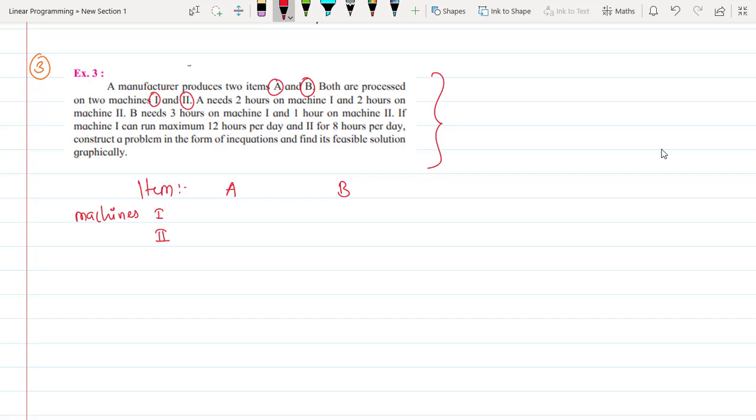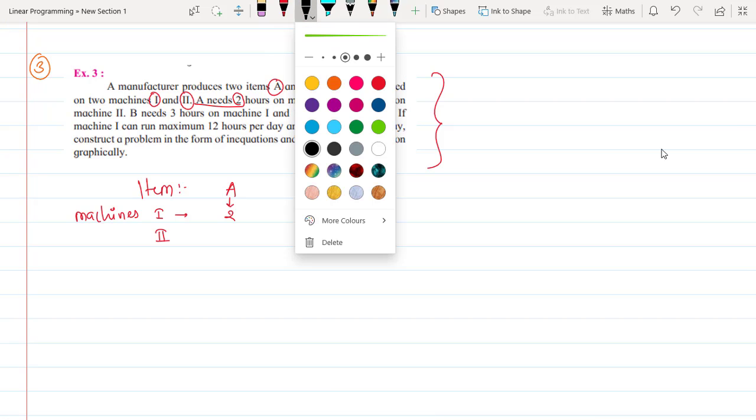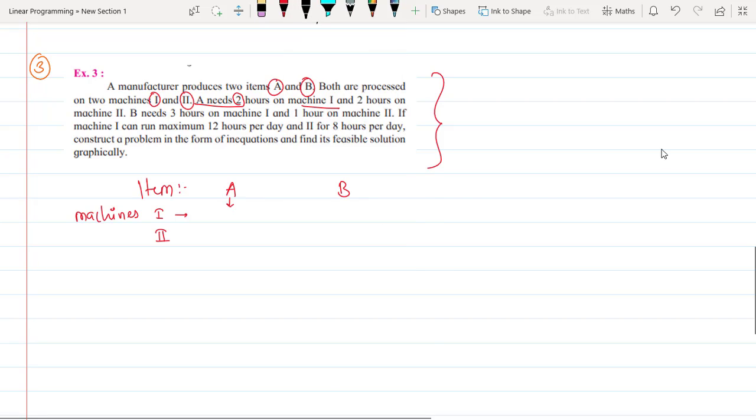Okay, now let's rewrite the given information in this table. Item A needs 2 hours on machine 1. So A needs 2 hours on machine 1, so we get the 2 here. Okay, let's take our regular pen. So it's a 2 here.